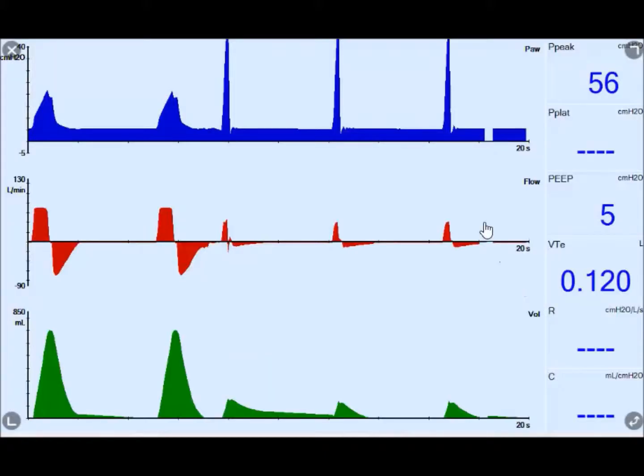And now let's take a look at what the actual Pmax does, or what the pressure limiting or dual targeting scheme does.